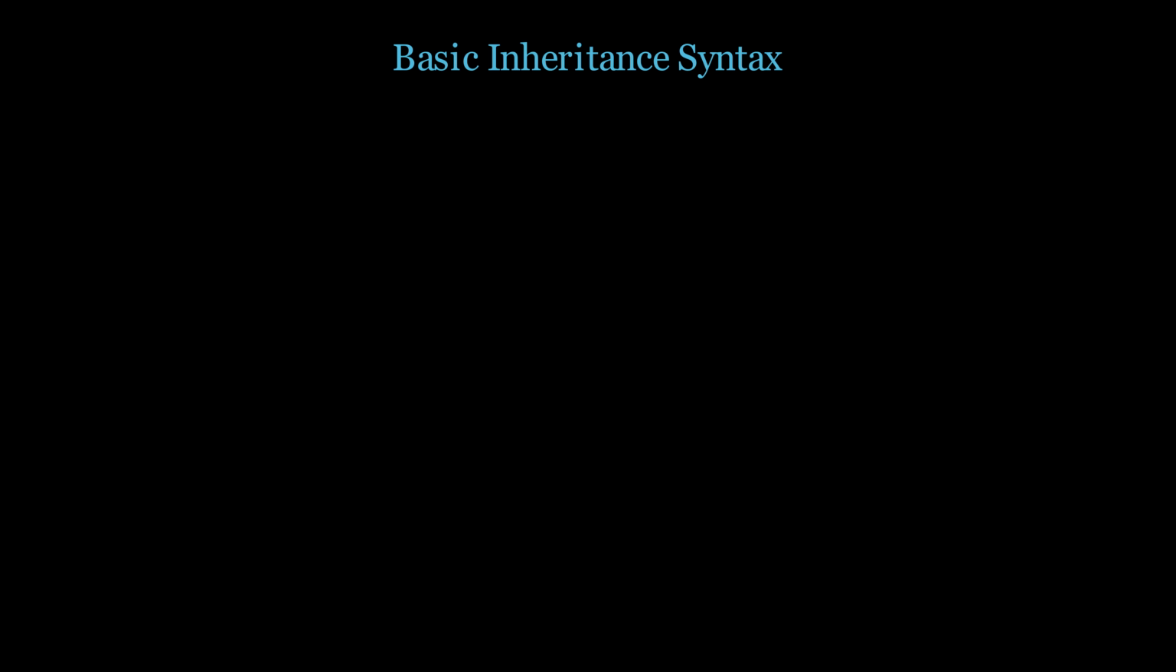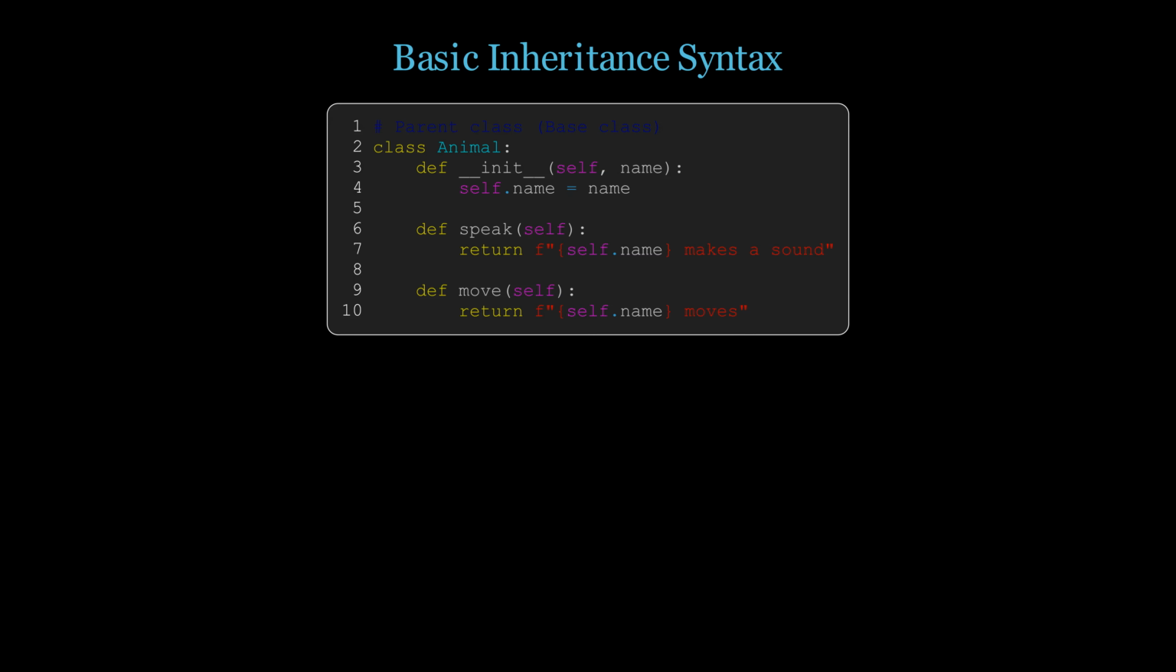Let's see how to implement inheritance in Python. The syntax is simple but powerful. You specify the parent class in parentheses after the child class name. Here's our parent class, Animal. It has a name attribute and two methods, speak and move. This is a general class that represents any animal. Now let's create specific animal types that inherit from this base class.